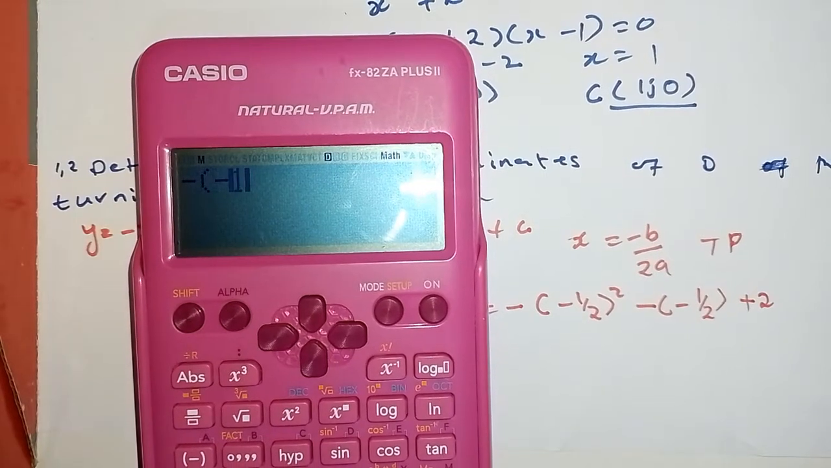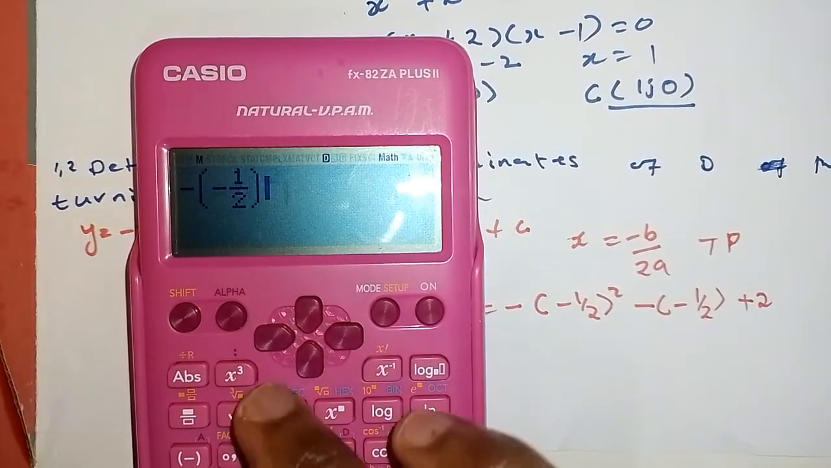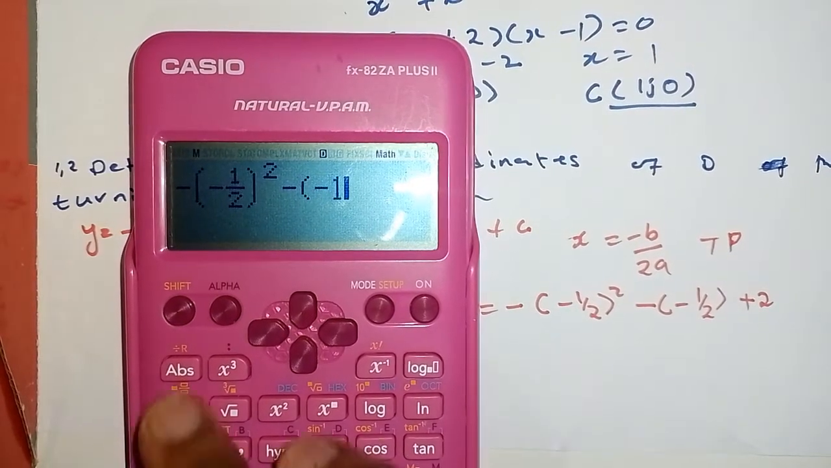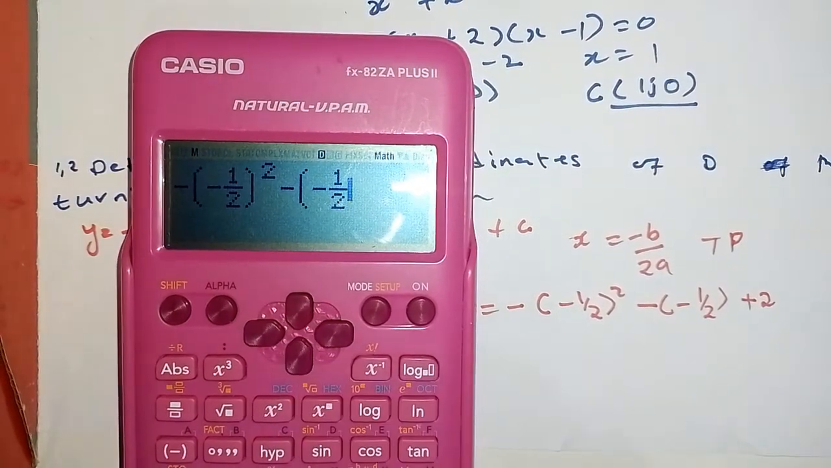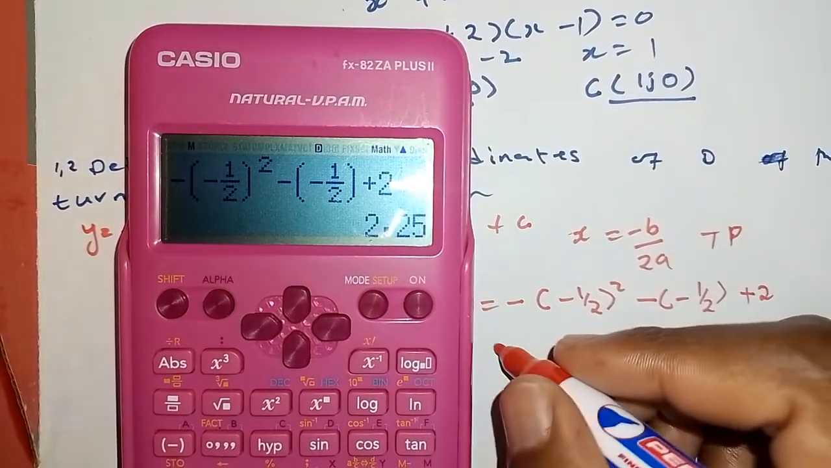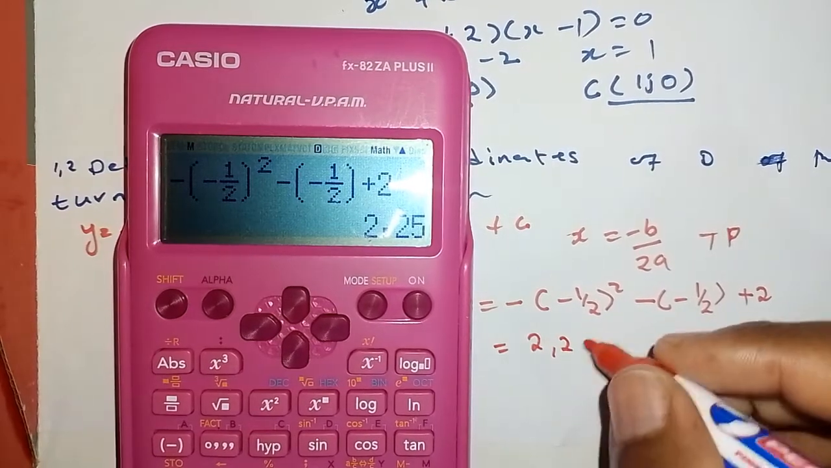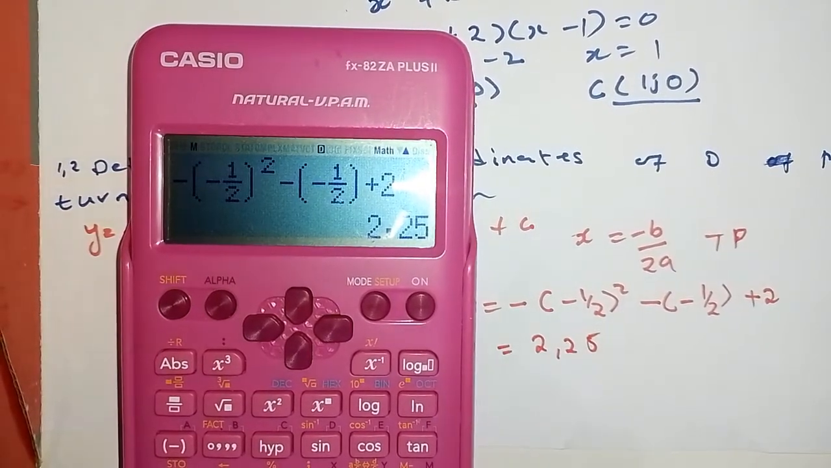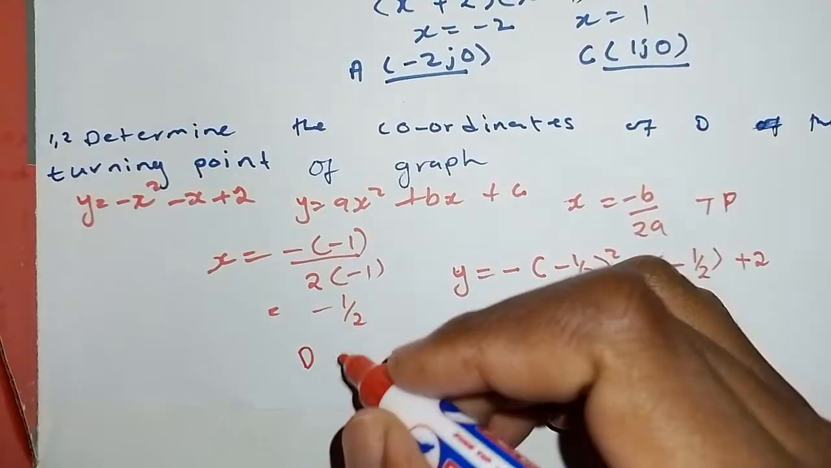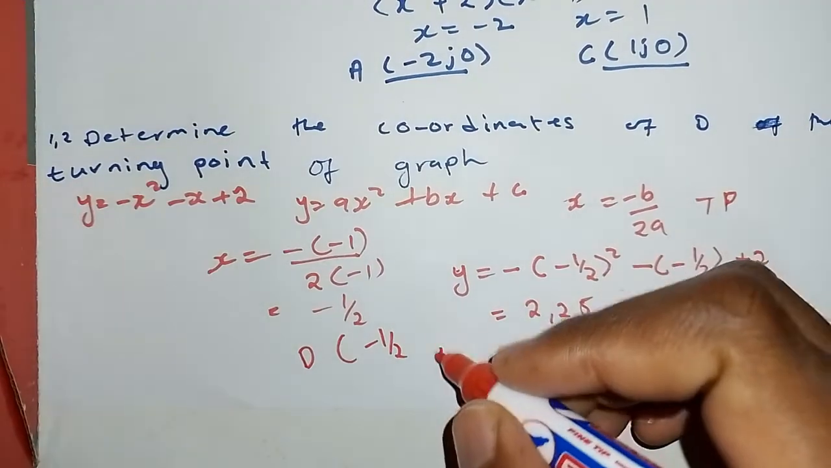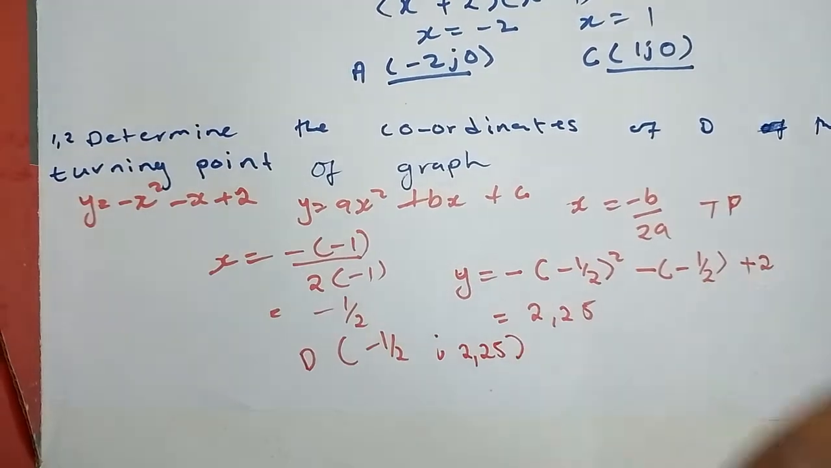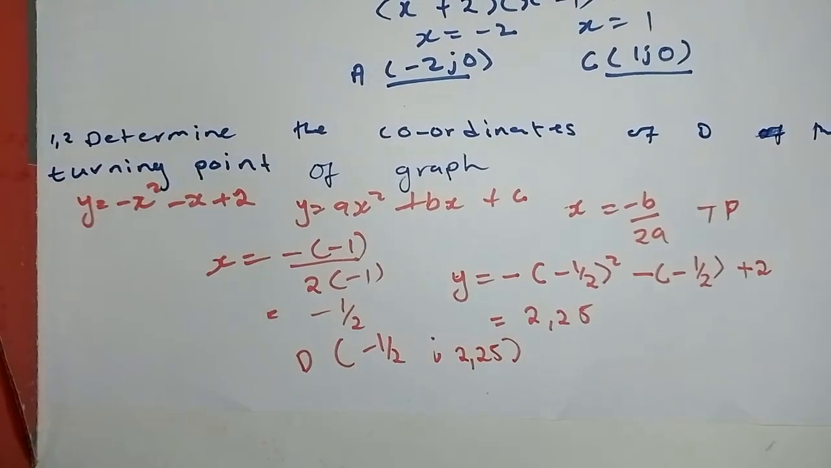And then just check what is the solution. Negative into negative half squared minus into minus half plus 2. Then I have 2.25. This is the y coordinate of the turning point. Then the coordinates of the turning point, meaning the coordinates of D, I'm going to have negative half, 2.25. You can just write it as 9/4 if you like, right?